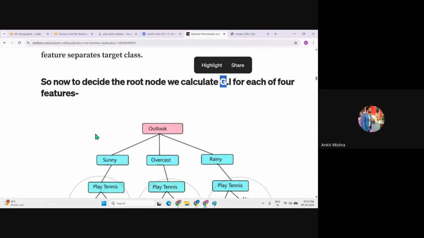Let's simply pick this outlook as a root node. We are just trying to run a hit and trial method. What is the impurity, or Gini index, of this outlook, and we will reiterate the same step with all the features. So outlook has three different unique values. The first one is sunny, the second one is overcast, and the third one is rainy. Now we'll ask the same question: play tennis, yes; play tennis, no.